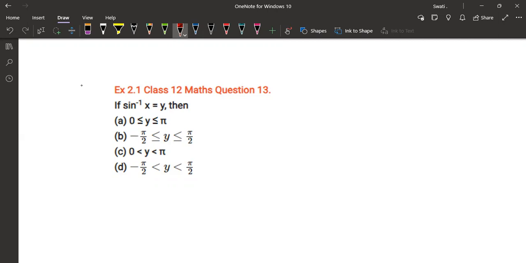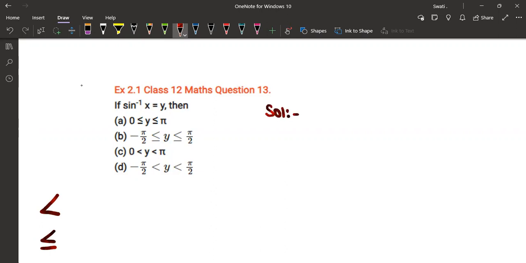Y is lying between 0 to pi, where 0 and pi are not included because there is a restriction of not equal to. And y is present between minus pi by 2 to pi by 2, where minus pi by 2 and pi by 2 are not included. Simply, this means strictly lesser than, strictly greater than, and this means greater than or equal, right? So that is the difference. And let's do this question.